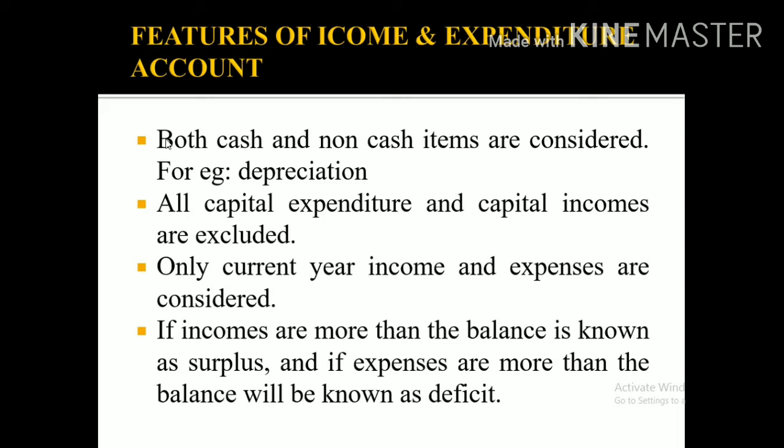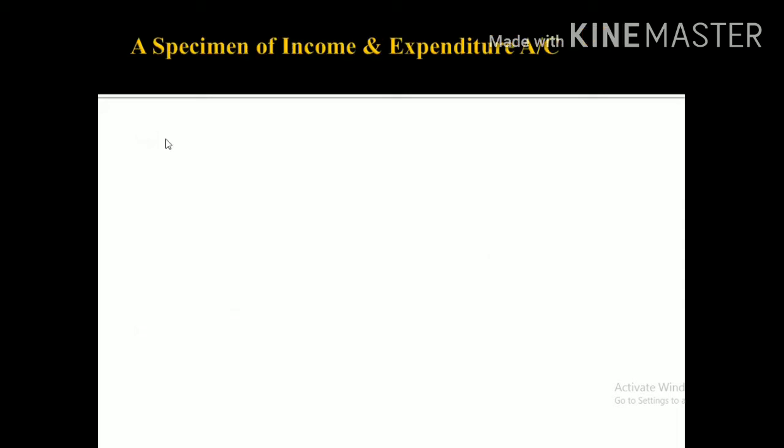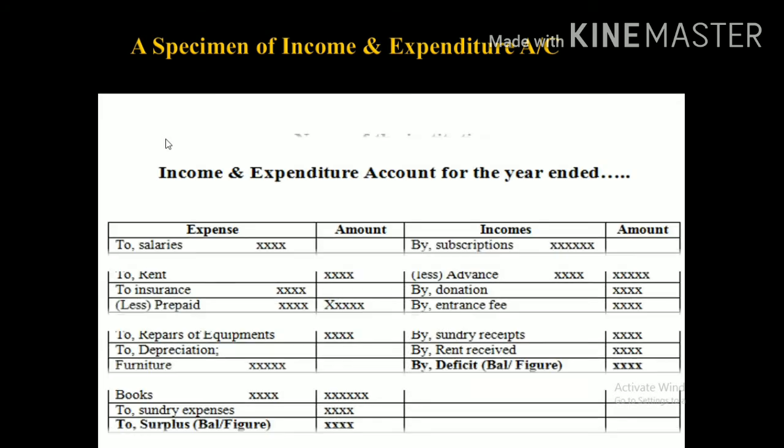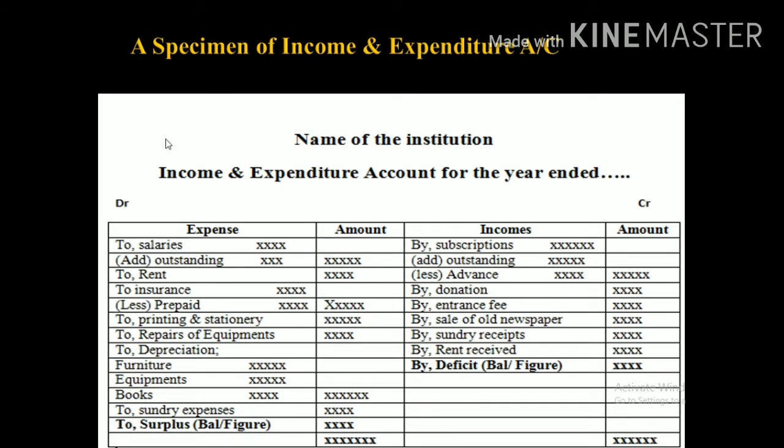So we are moving on to the next aspect, that is the specimen or format of the income and expenditure account. Let me give you a specimen, so it will help you clearly understand what I am talking about. First, write the name of the institution in the top line of the income and expenditure account.